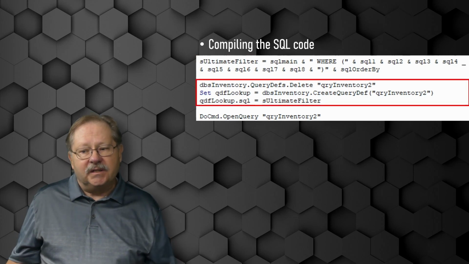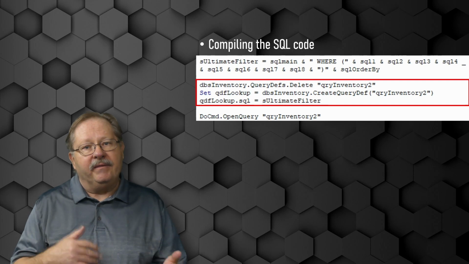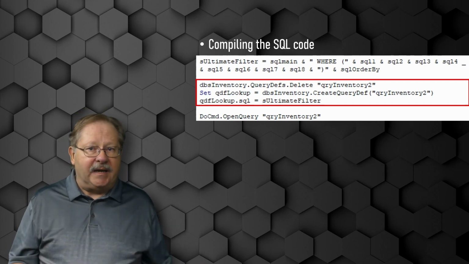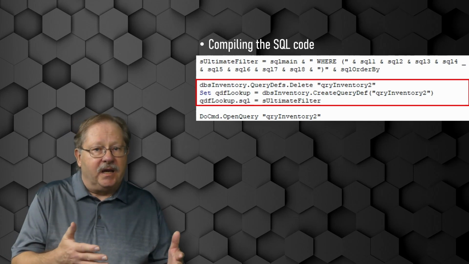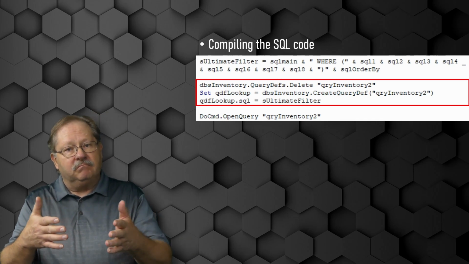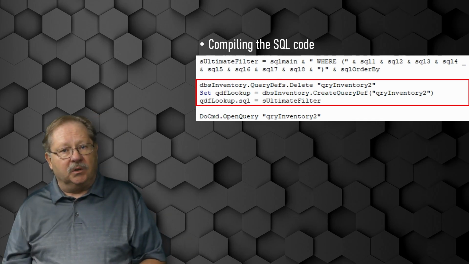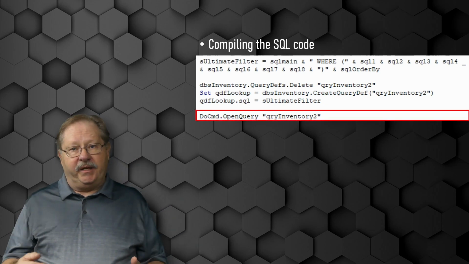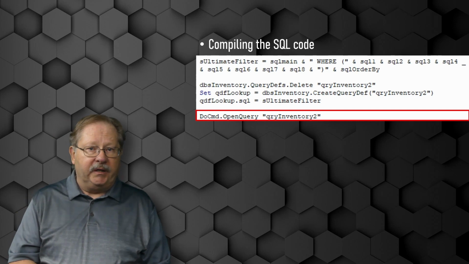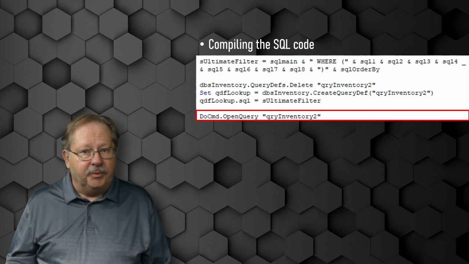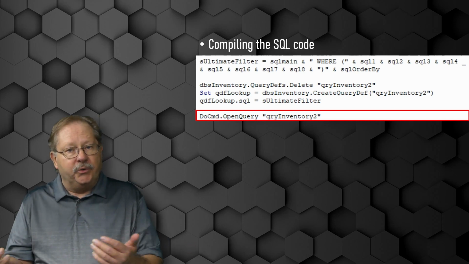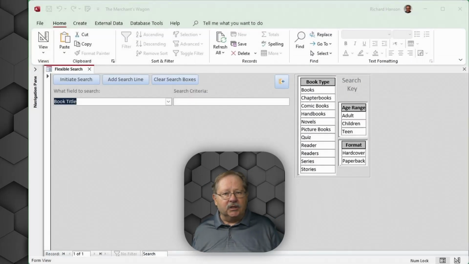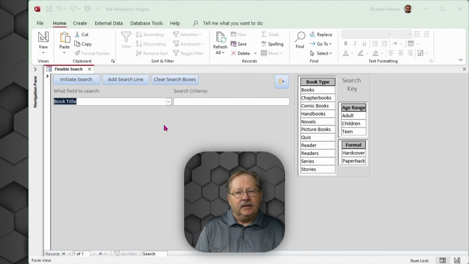Then I'm going to delete the query definition and then rebuild it. That way it blanks out completely. Then I assign the sUltimateFilter code to the qdfLookup.SQL. After that, it's done, and I just follow it by a DoCmd.OpenQuery, and we open the query Inventory2 once again. So let's take a quick look at how it works.